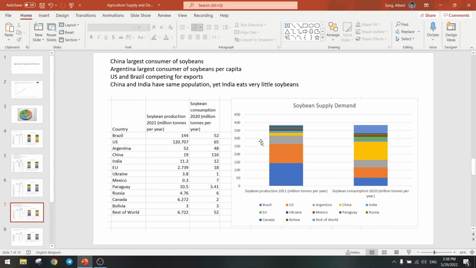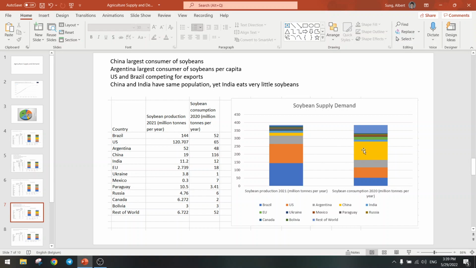Okay, so let's talk about soybeans. China is here the largest consumer of soybeans. Interesting to know here is that Argentina is also eating a lot of soybeans and is the largest consumer of soybeans per capita in the world.